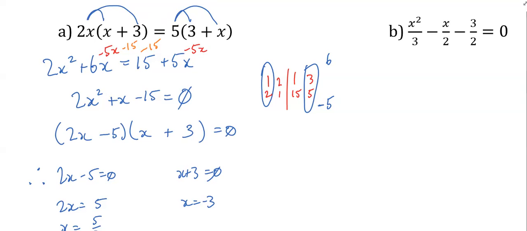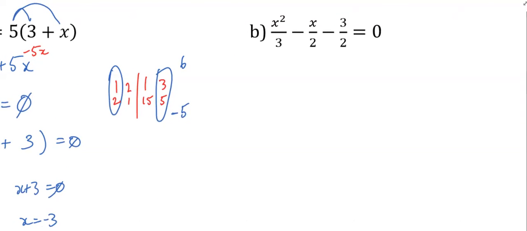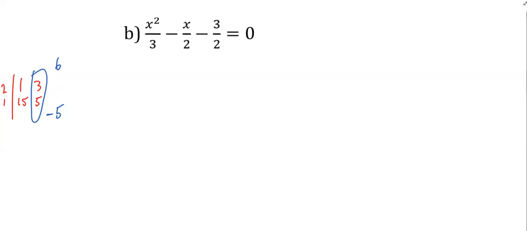Okay, let's try one more. What's different about B? Sarah? It's got fractions. Do we know how to factor with fractions? It's possible. It's a lot harder. It would be the same kind of thing, but trust me, you don't want to do that. So the best thing that we can do here is get rid of the fractions. How can I get rid of the fractions?